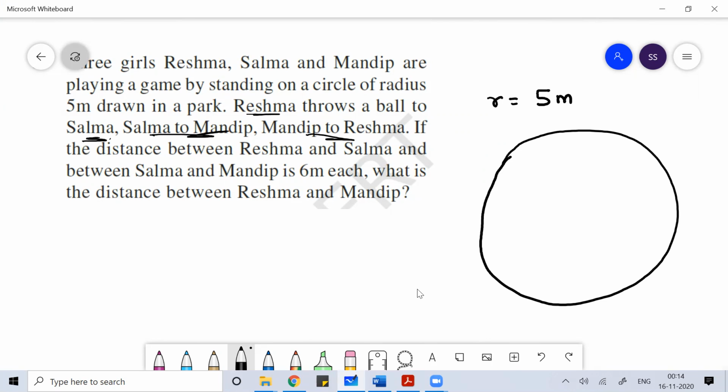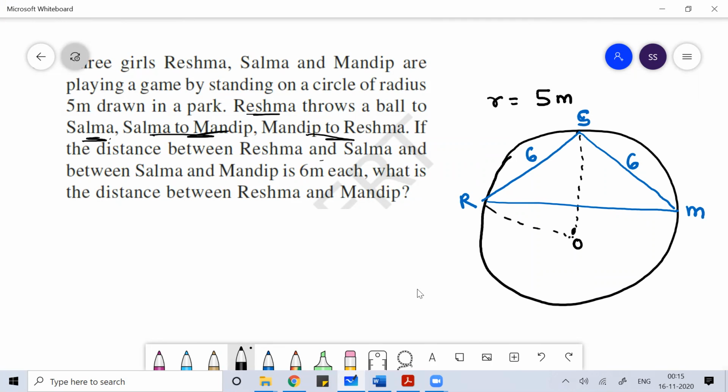The three girls are standing on the circumference. Suppose this is Salma, this is Reshma and this is Mandeep. If the distance between Reshma and Salma is 6 meter and the distance between Salma and Mandeep is 6 meter, what is the distance between Reshma and Mandeep? This is what you have to identify. Suppose this is the center of the circle. Joining from the center, this is 5. Suppose this is x.